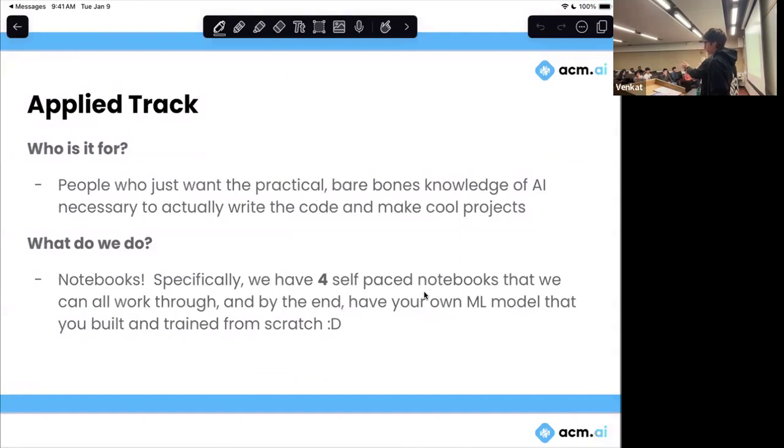So yeah, just a quick note: applied track is where people just want to know the practical bare bones. If you want to do projects in the future and you have not done advanced track, say last quarter, we would heavily recommend going to this. Who here is not in applied track? Okay, so we have like 3 people, but you guys probably already have PyTorch knowledge to begin with.